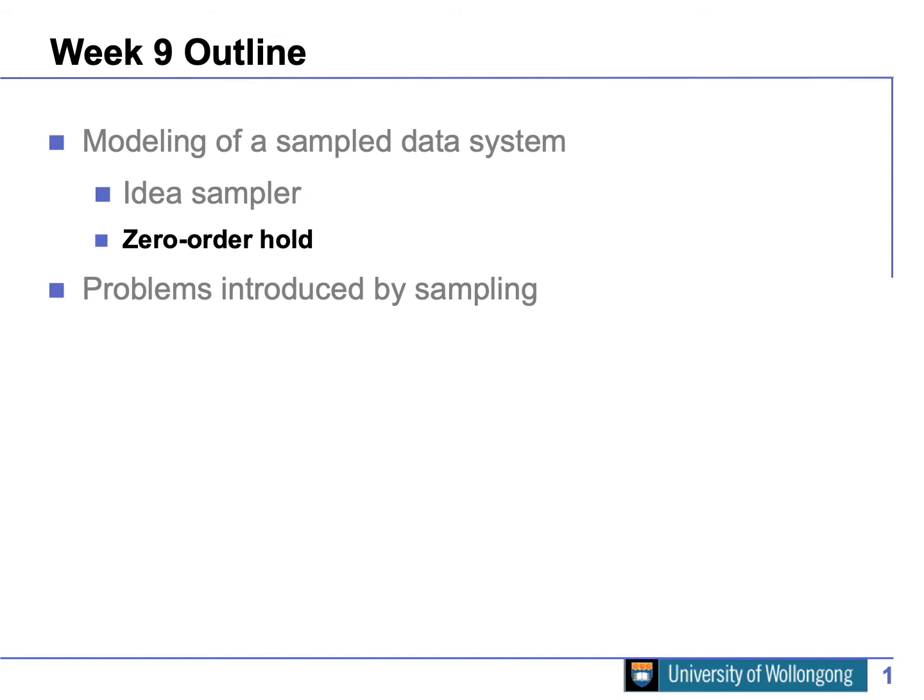In the first part we analyzed the model of the ideal sampler. This part we're going to address the model for the zero-order hold. The ideal sampler goes from analog to digital, and the zero-order hold does the opposite. We get from a digital signal to an analog signal.